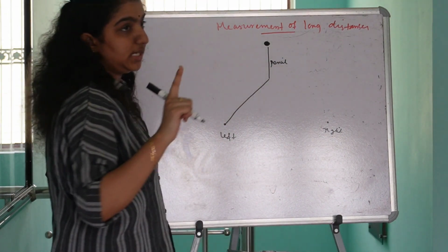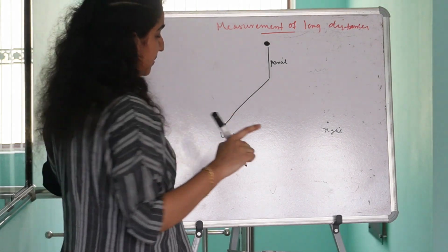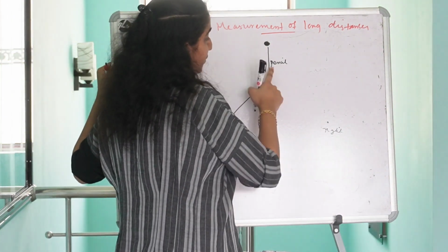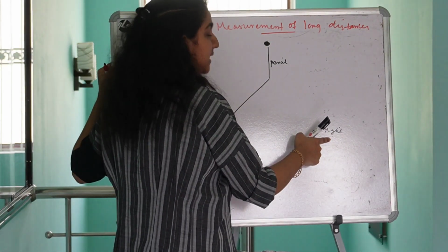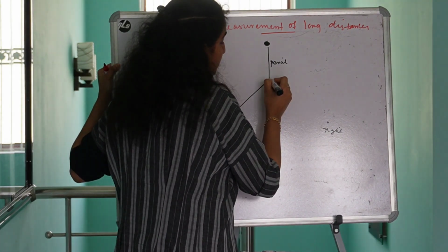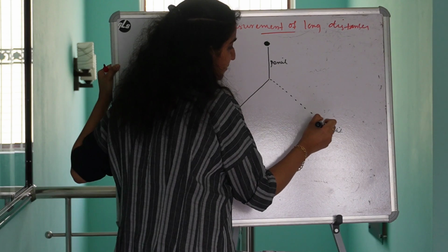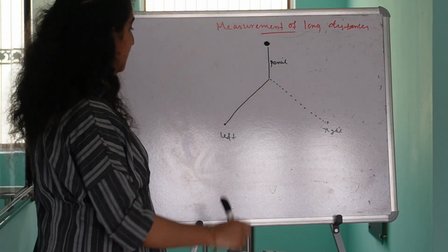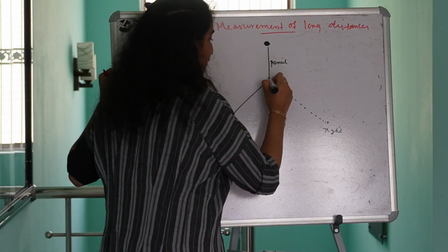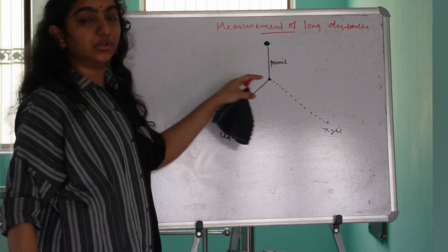I have not changed the location or the position of the pencil. I am viewing my pencil through my right eye, isn't it? Yes. Actually speaking, I have to see the pencil at this particular position. I have to view the pencil at this particular position.